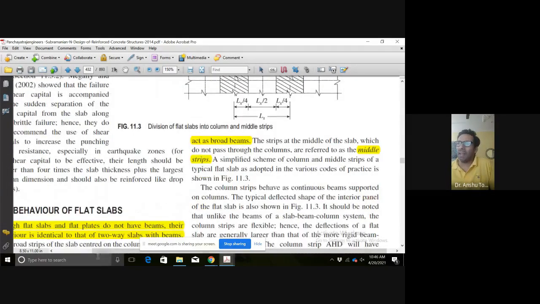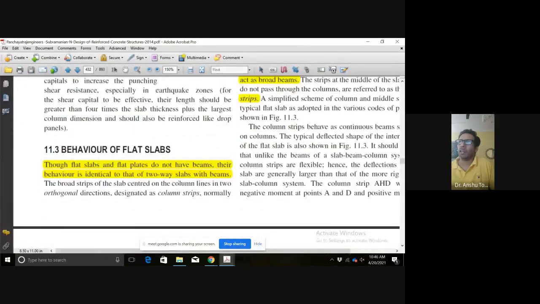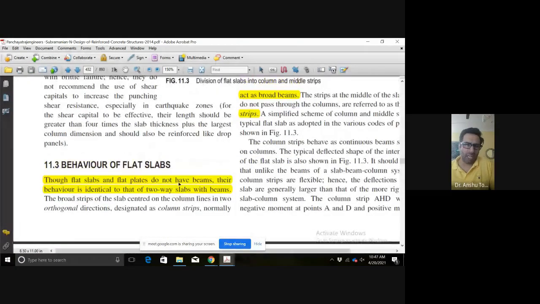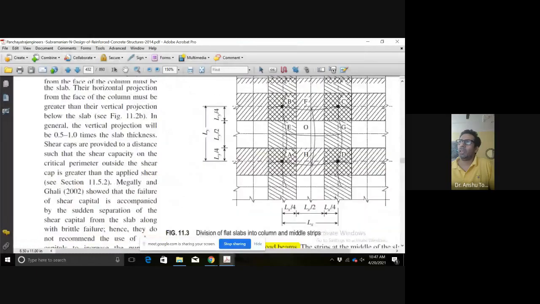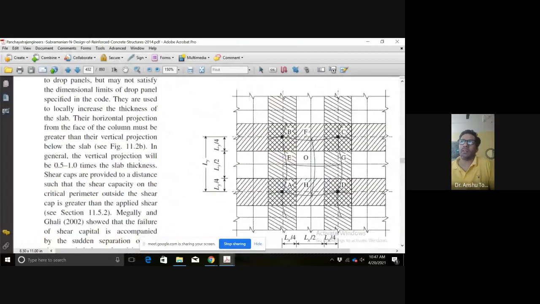So as I have highlighted here, you may please go through these points I will share. Try to understand how it has to be done.